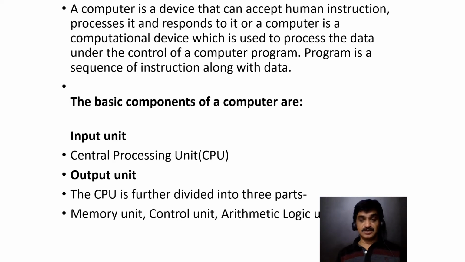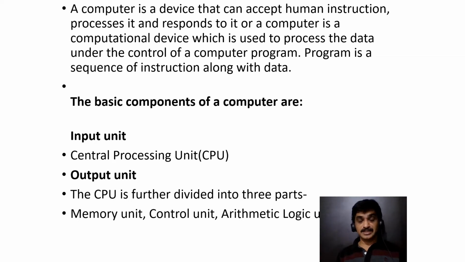Let us see, to understand the concept of information technology, let us understand what is a computer. Computer is a device that can accept human instruction, process it, and respond to it. Or a computer is a computational device which is used to process the data under the control of a computer program. Program is a sequence of instructions along with the data.